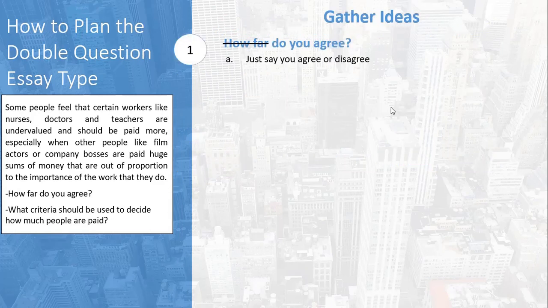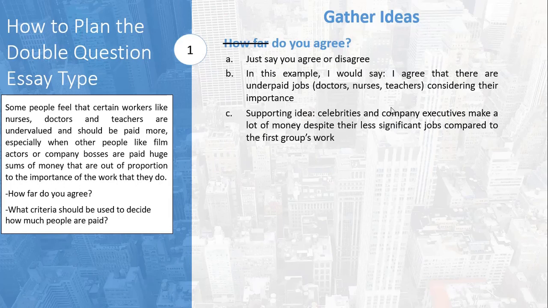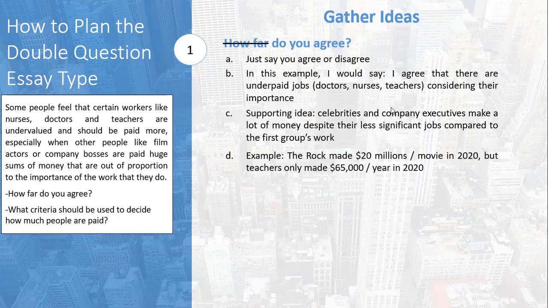In gathering ideas, when you are faced with how far do you agree, just ignore how far. Just focus on do you agree. Okay, it's essentially the same thing. And then in this example, I would say that I agree that there are underpaid jobs, doctors, nurses, teachers, considering their importance. And then make a supporting idea. That is, for example, celebrities and company executives make a lot of money despite their less significant jobs compared to the first group's work. For example, to support your argument further, The Rock, a US celebrity, made 20 million US dollars per movie in 2020, but in the same year, teachers in the USA only made 65,000 US dollars. Okay, so notice the gap of salaries between The Rock and teachers there.